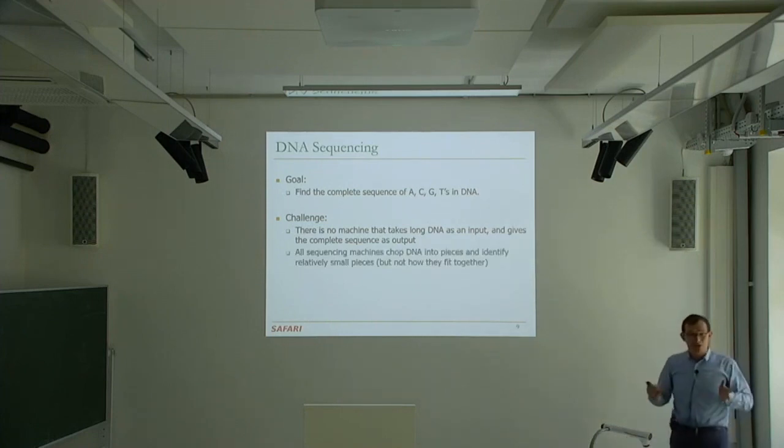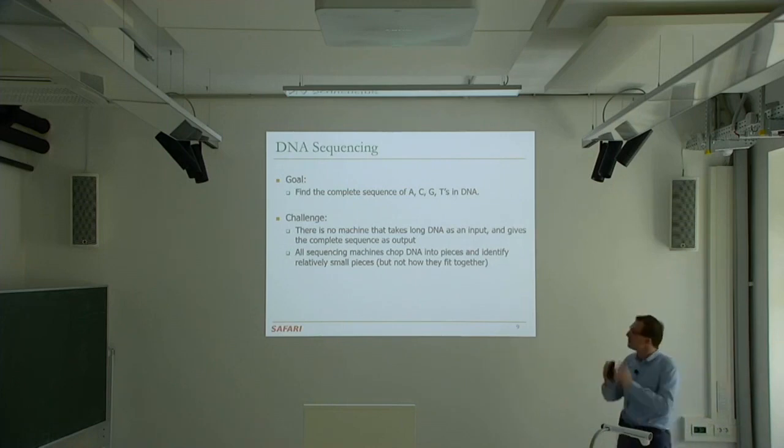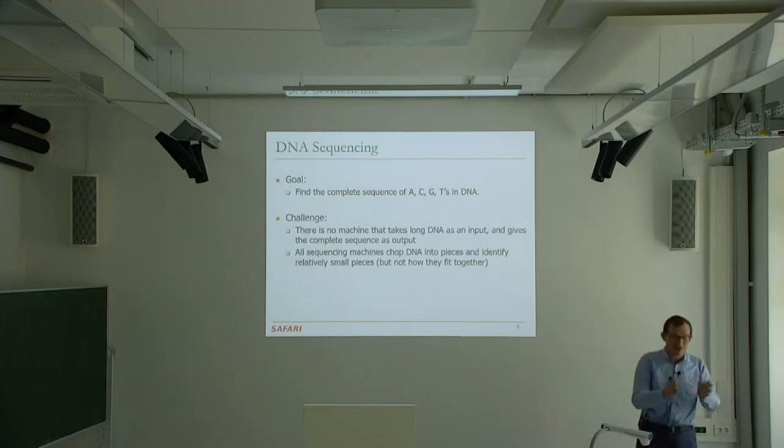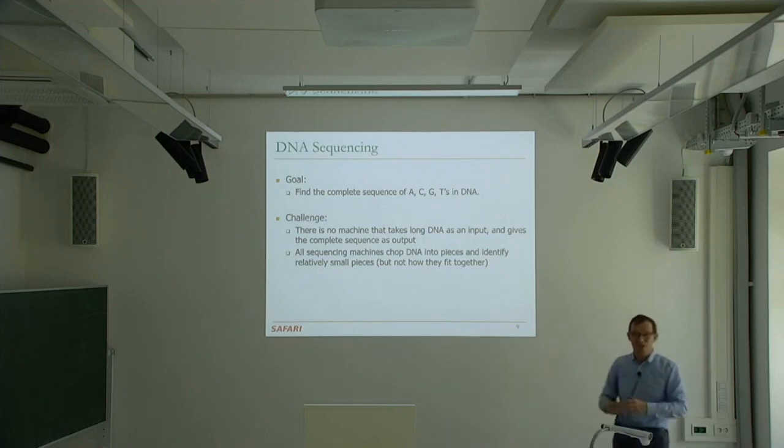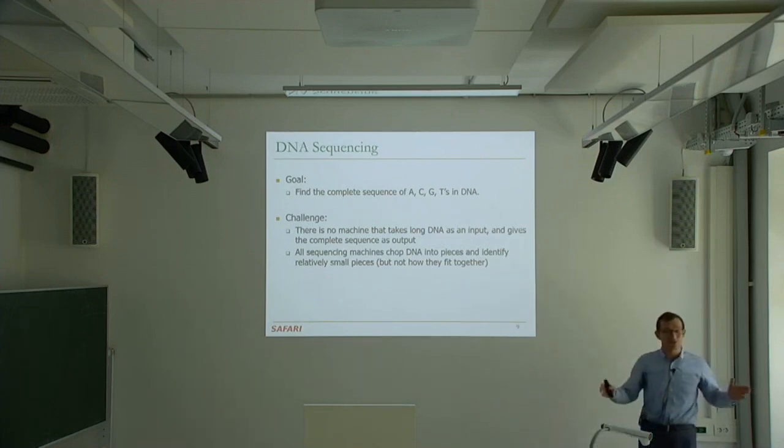All sequencing machines today are choppers. I call them choppers. Basically, they chop the DNA into small pieces, and they identify what relatively small pieces are with some error. Basically, you can think of this as a sequence of characters, A, C, T, G. And the machines are good at giving you those small pieces with some error. They're not perfect still. But they do not tell you how these small pieces fit together.